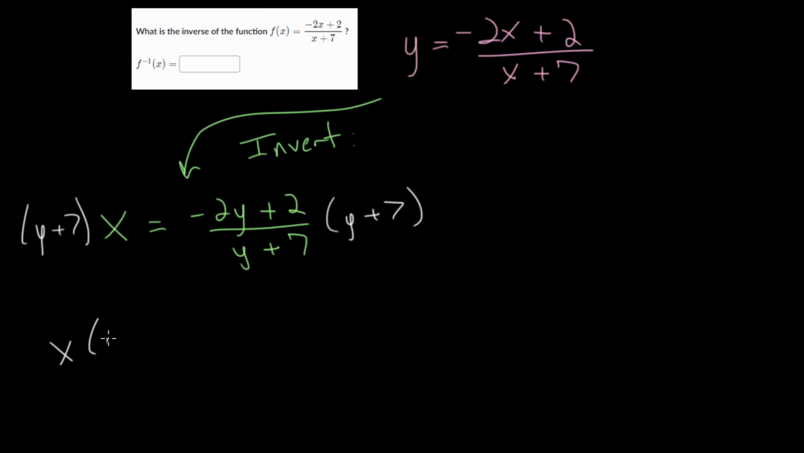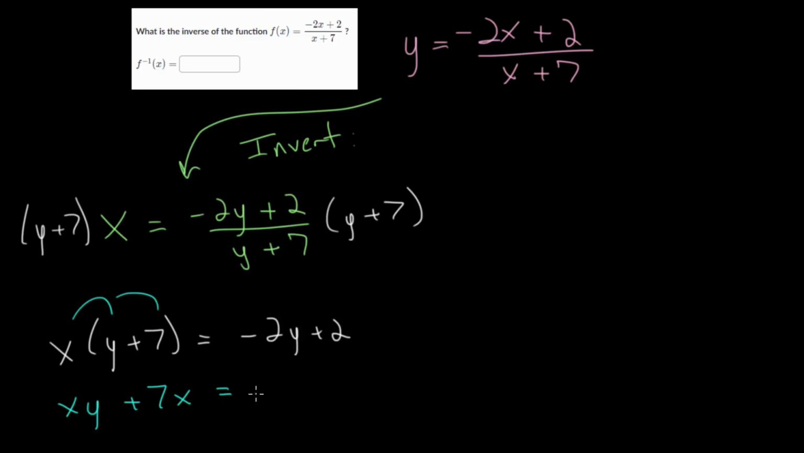So we get x times y plus 7 is minus 2y plus 2. Since these are going to cancel each other out, something divided by itself is always equal to 1. And let's distribute now so that we can get y out of the parentheses. So we get xy plus 7x is equal to minus 2y plus 2.